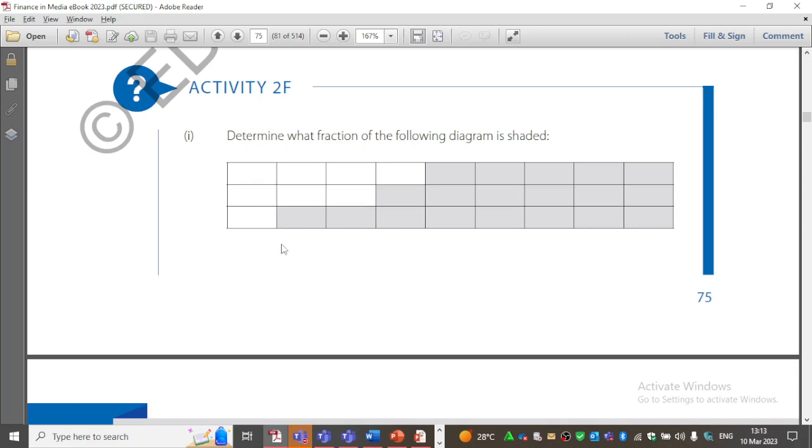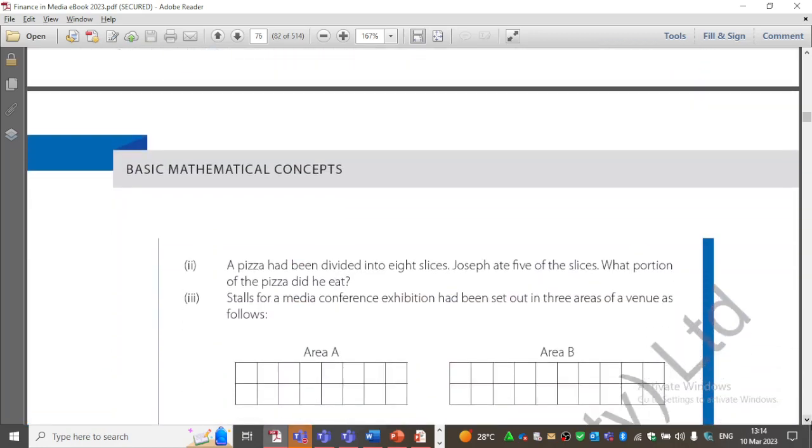So we've got 8 blocks not shaded, and the total number of blocks is 27. So if 8 are not shaded, the remaining are the ones that are shaded. So we're going to say 27 minus 8, that's going to give us 19. So 19 blocks are shaded because 8 are not shaded. So the fraction of blocks that are shaded to the total diagram is going to be 19 out of 27. And for the ones that are not shaded, to the total diagram, that will be 8 out of 27. So this is an example that was given in your textbook activity, so you can perform that.